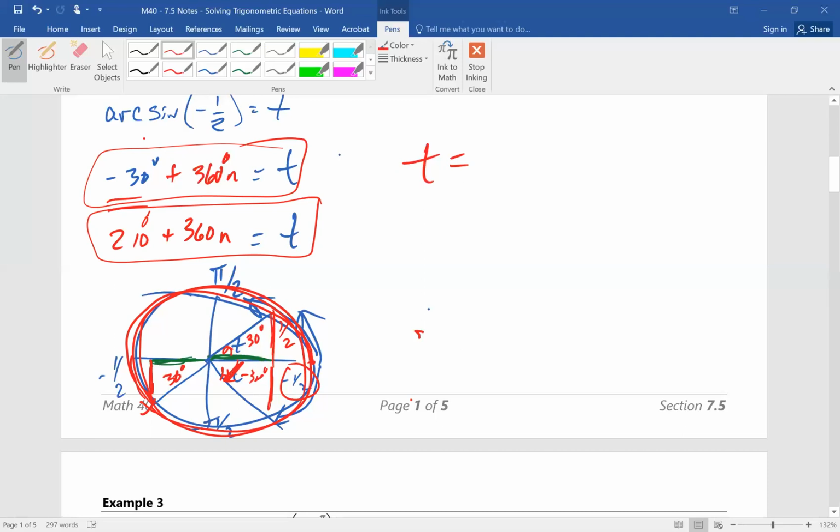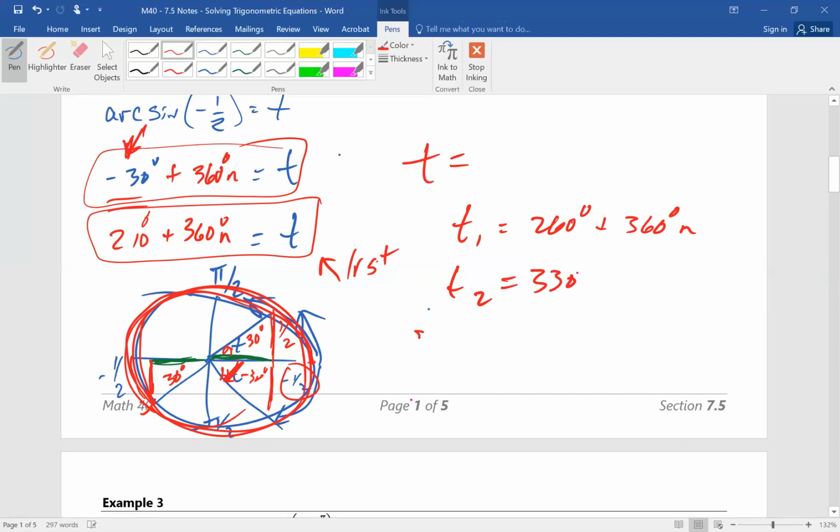Or sometimes people aren't comfortable with that as a final answer. So what they'll do is they'll say, hey, this is my first answer. So they'll say t1 is equal to 210 degrees plus 360. Don't forget the degrees, otherwise the default is radians. And then they'll say t2, instead of using the negative here, they'll come all the way around to, oh, I think it's what, 330? So you can say 330 degrees plus 360 degrees n. And again, if you were in radians, you could do that for radians as well. I don't care which way you do it.